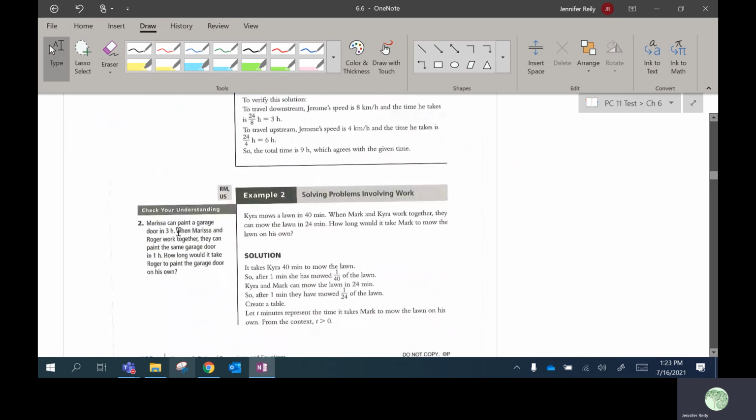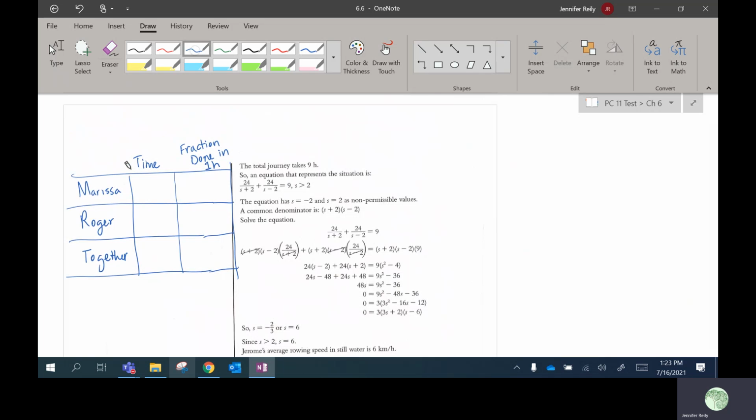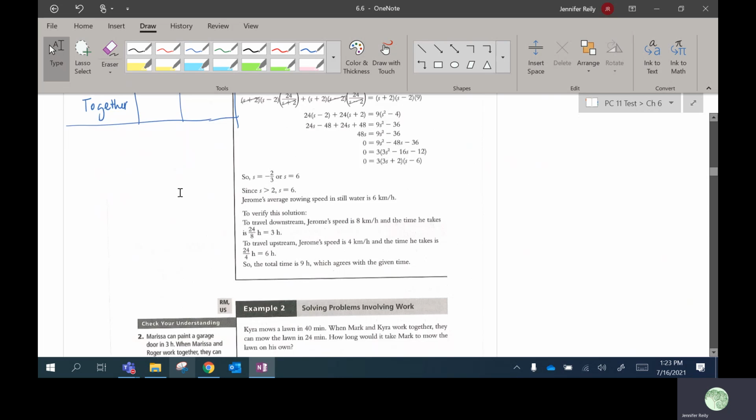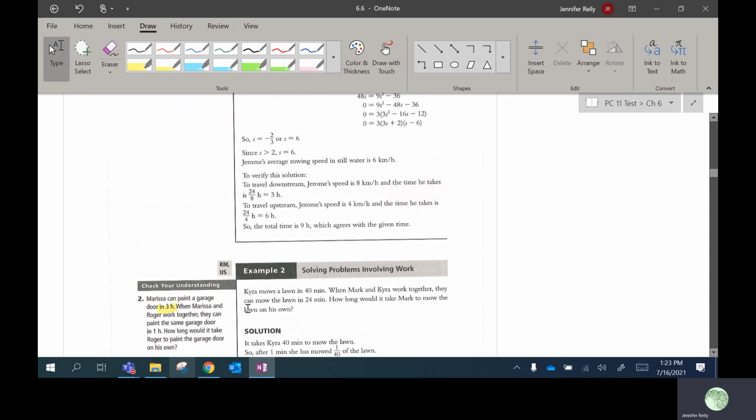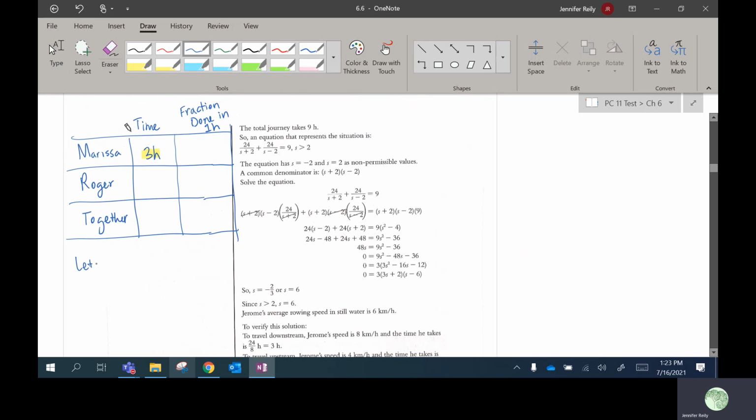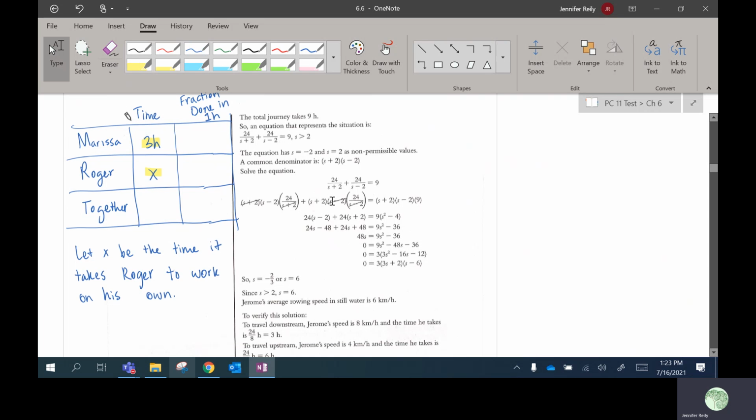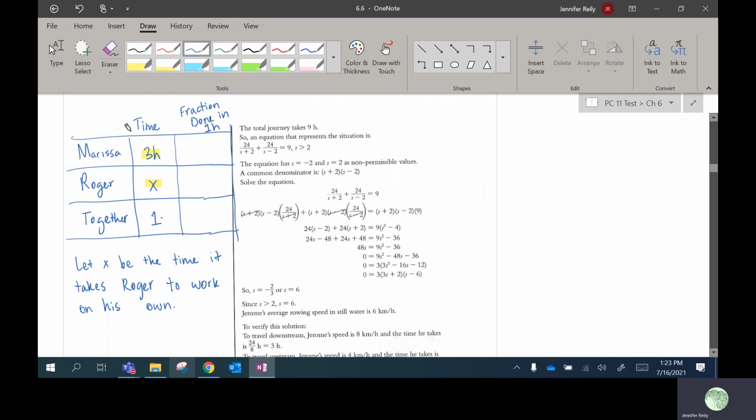So Marissa, to complete an entire garage, so time to complete 1 full garage is 3 hours. Let's fill that in here. We're told that. Roger's time when he's working alone, we don't know. So let's let X be the time it takes Roger to work on his own. Should always define, if you make a variable, what it is. We don't know that. And we are also told in the question that if they're working together, it takes 1 full hour to complete an entire garage.